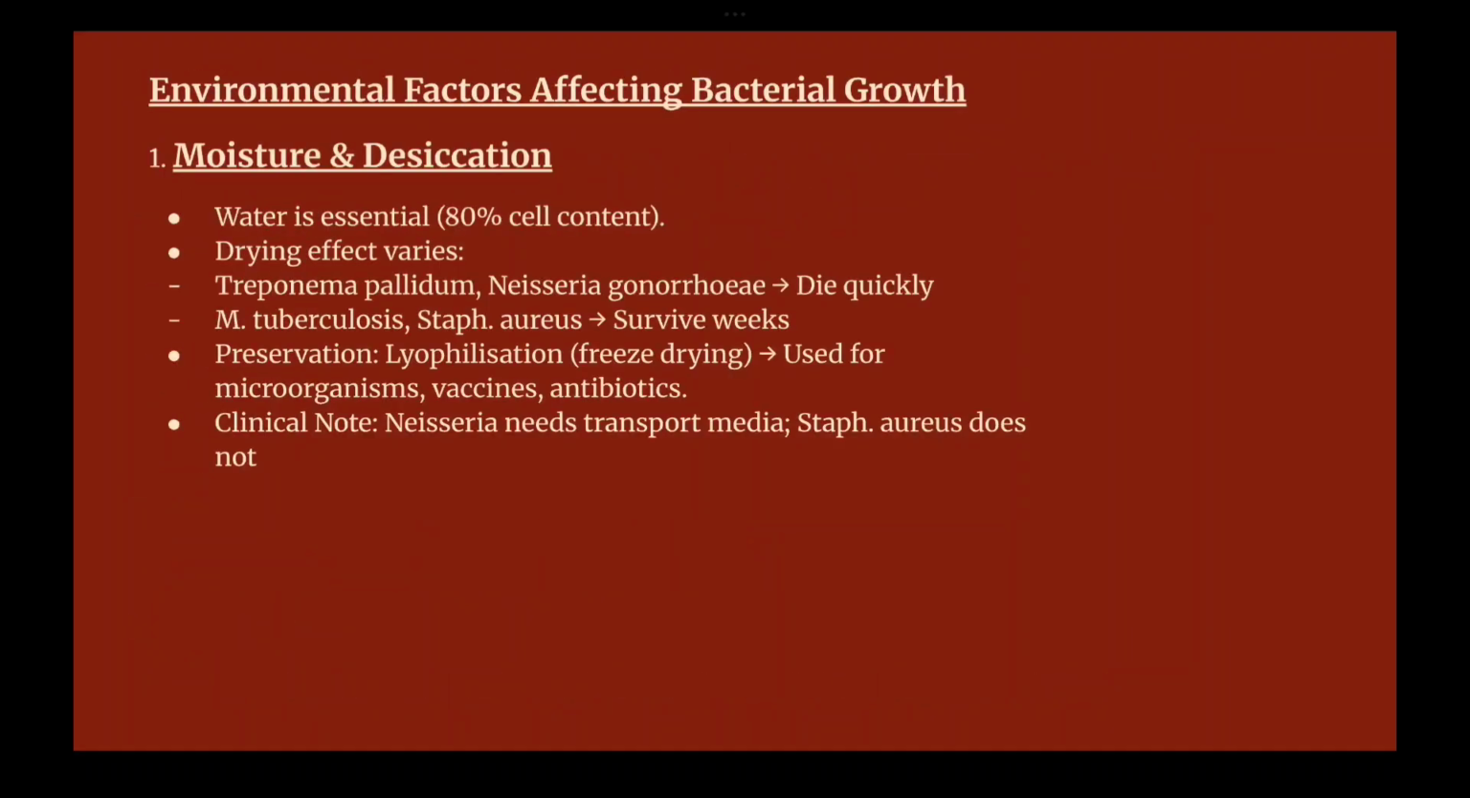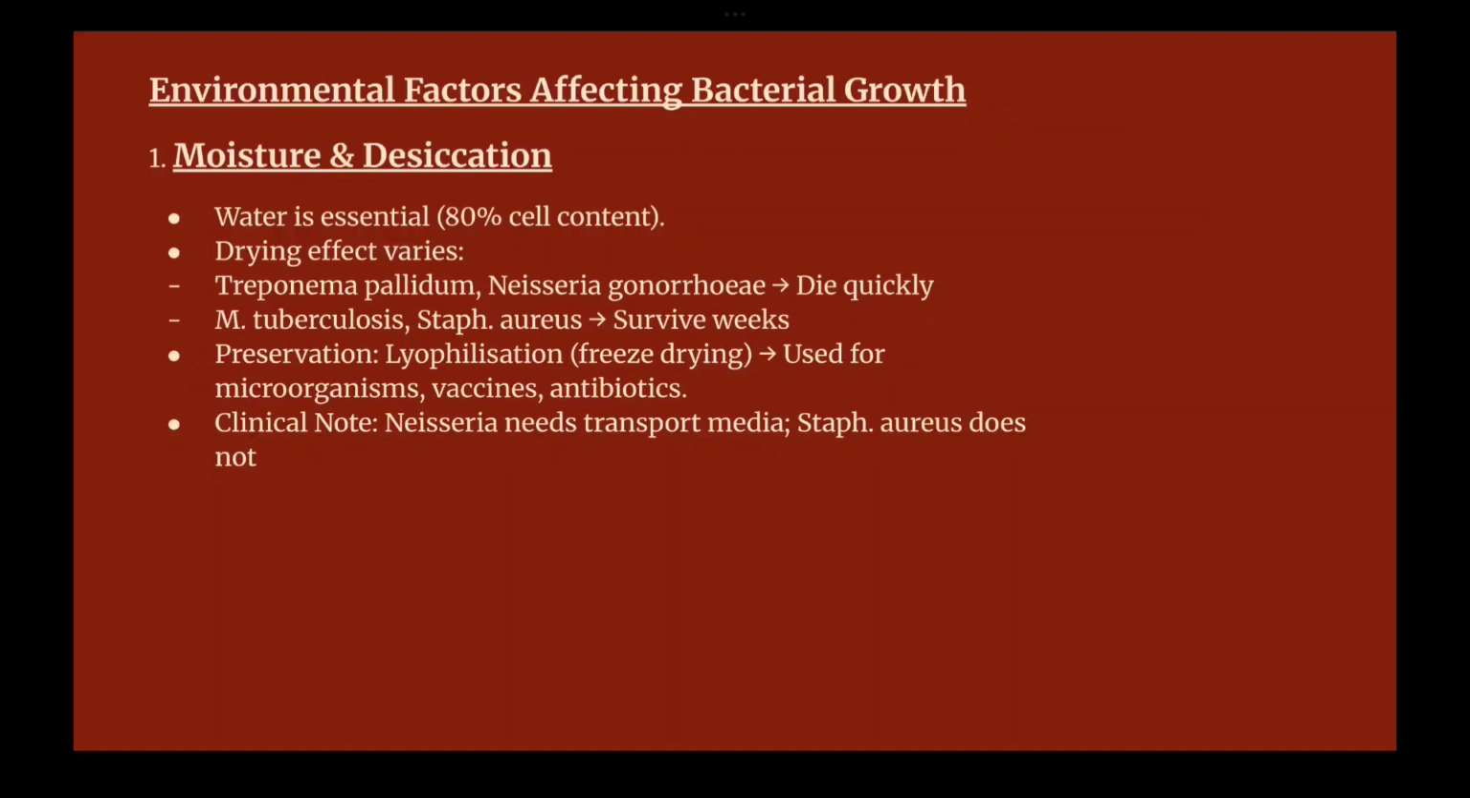Now the environmental factors that affect bacterial growth. Various factors can cause deterioration or increase the growth of bacteria. The first factor is moisture and desiccation. As we have learned, the principal component of the bacterial cell is water, approximately 80%, and in the absence of water, the bacterial cell growth might be detrimentally affected or it can die. So the drying effects depend upon various types of body cells.